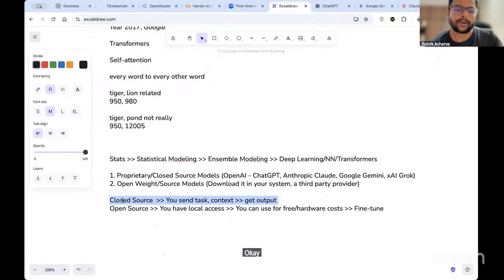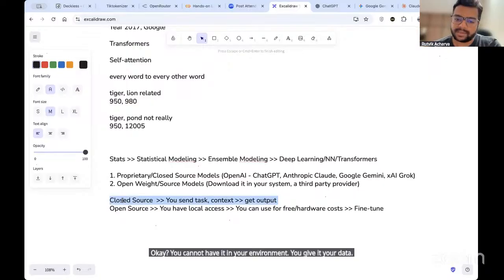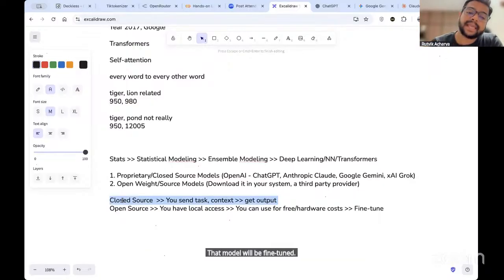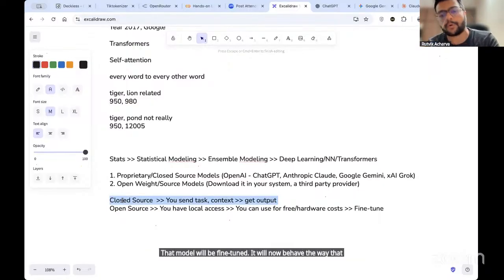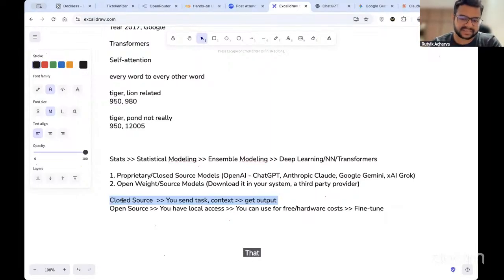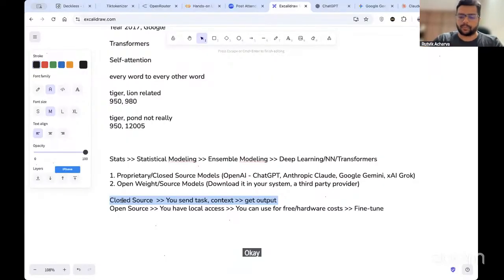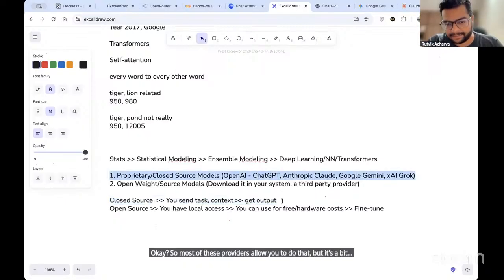Okay. You cannot have it in your environment. You give it your data, that model will be fine tuned. It will now behave the way that you want it to behave on your data. Maybe your manner of speaking is different. Maybe your specific domain knowledge is different. Yes, that model can be changed, but you will still access it only through an API. It is expensive to do that. Okay. So most of these providers allow you to do that, but it's a bit tricky.